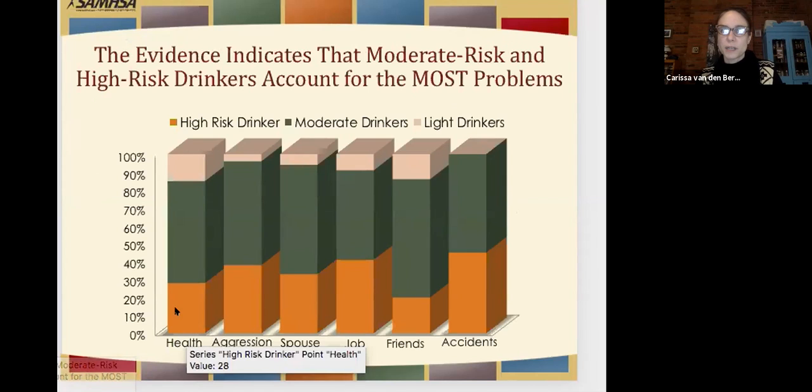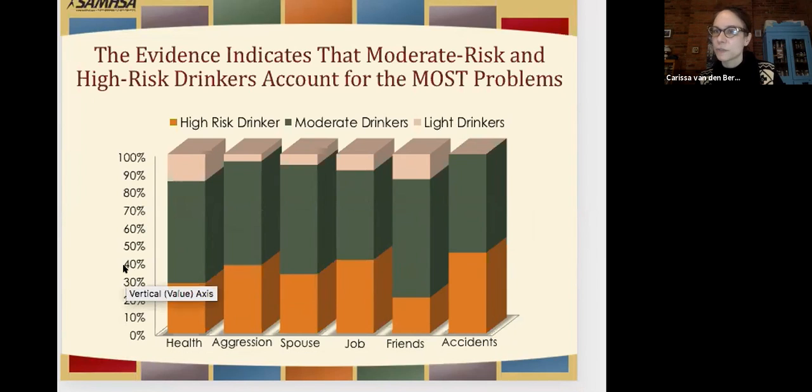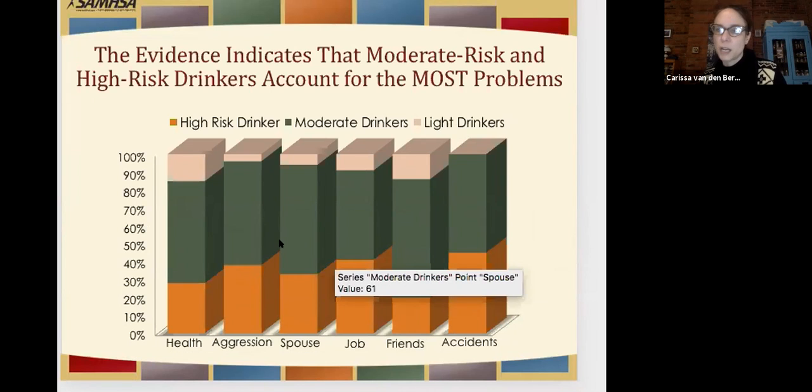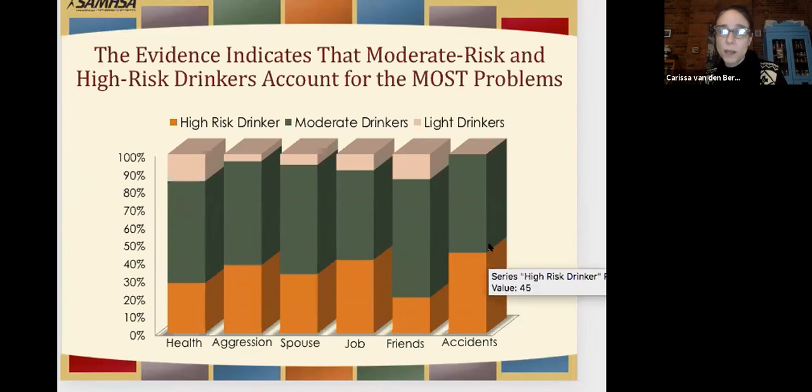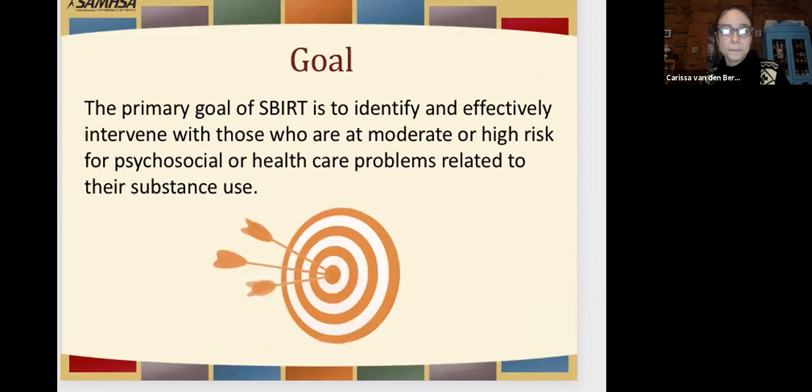So this is sort of an interesting chart. It shows that, you know, a lot of problems that people have are occurring among these moderate risk. So I think what's most interesting, we expect that the high risk drinkers and the people that really have alcohol use problems are having problems with aggression and spouse and jobs and friends and accidents and health. But actually quite a lot of these moderate risk drinkers also have these problems. So again, kind of reiterate, this is what SBIRT's for.